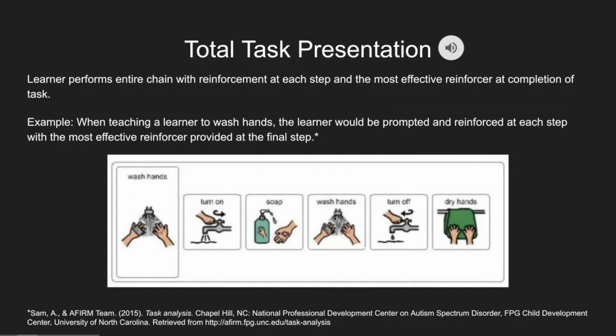So looking at our example of hand washing, there are 5 different steps here. The first step is to turn on the water, get soap on your hands, wash your hands, turn off the faucet, and then dry your hands. When teaching a learner how to wash their hands, the learner will be prompted and reinforced at each step. And then the most effective reinforcer, whatever it is that they may have chosen, will be provided after they have completed the final step.